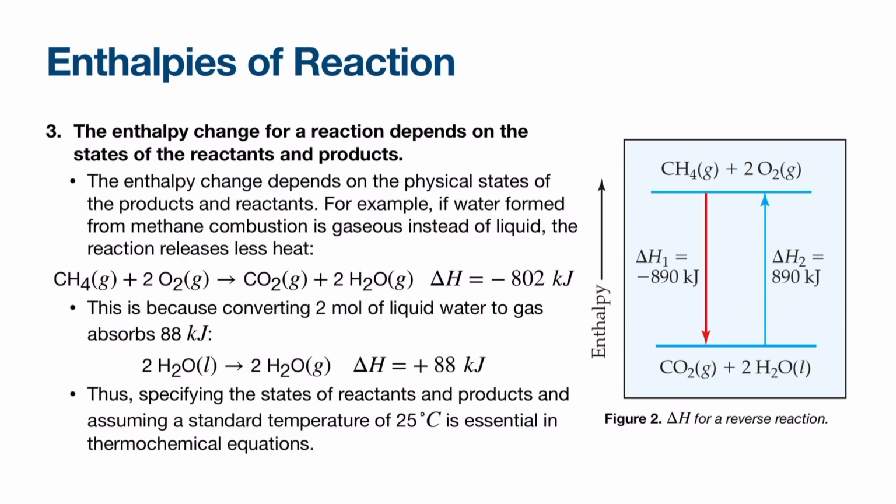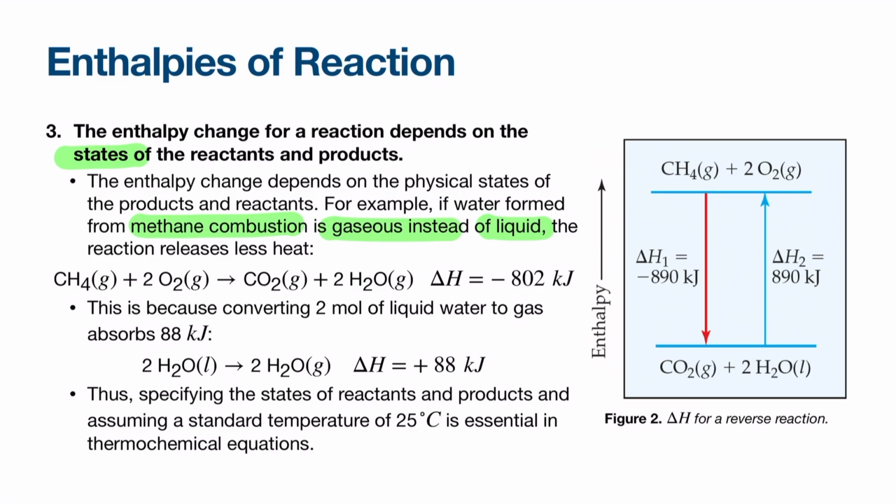Point number 3. The enthalpy change for a reaction depends on the states of the reactants and products. So basically, delta H doesn't just depend on the chemicals involved, but also on their physical states, whether they are solid, liquid, or gas. So for example, when methane burns, it normally forms liquid water. The reaction releases heat, releasing 890 kilojoules of heat. But if the water forms a gas instead, the reaction releases less heat.